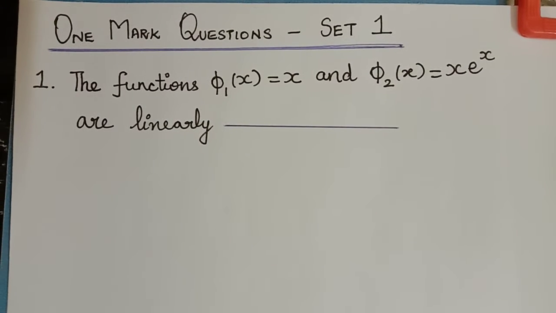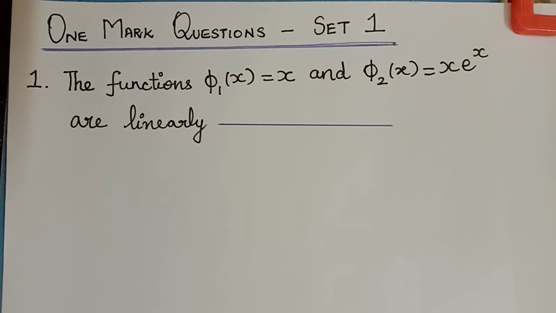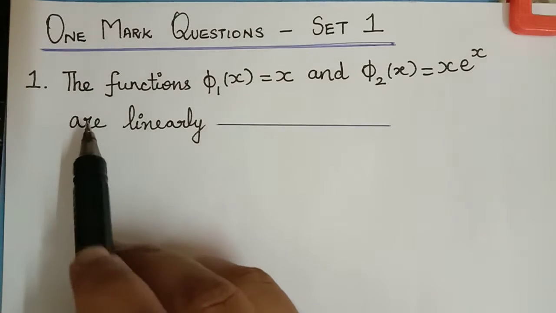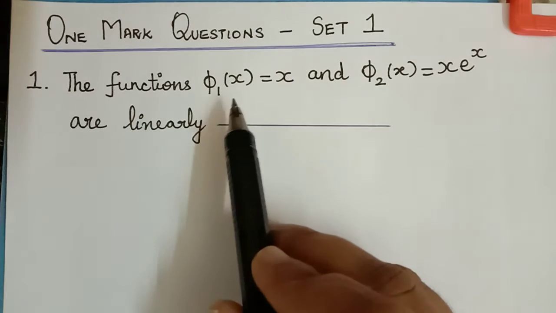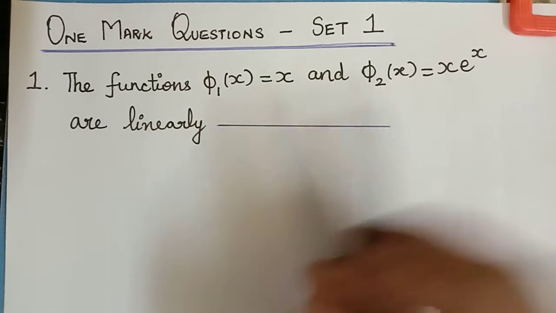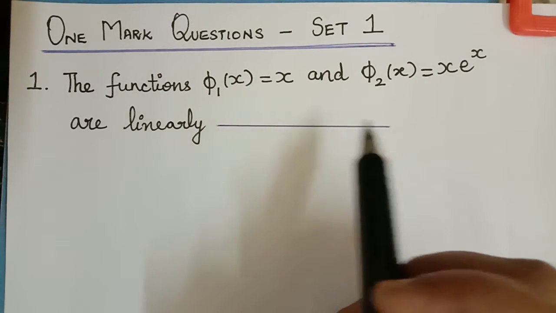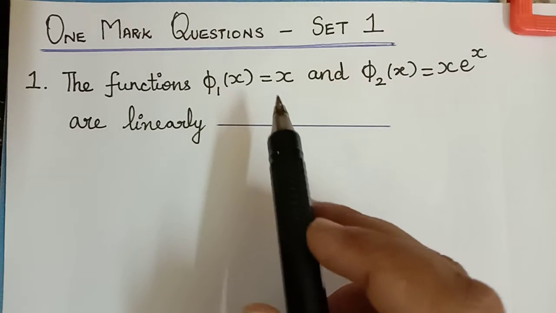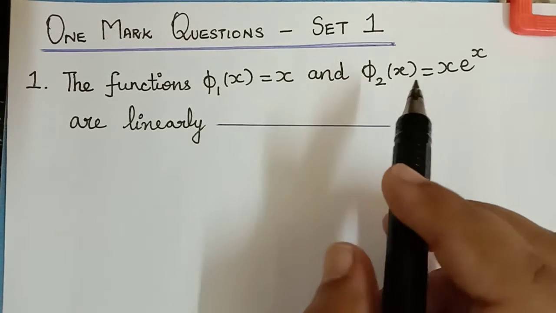So dear students, this is set 1 of 1 mark questions. The first question is: the functions phi1 of x equal to x and phi2 of x equal to x e power x are linearly dash. So we have to find whether they are linearly independent or dependent.